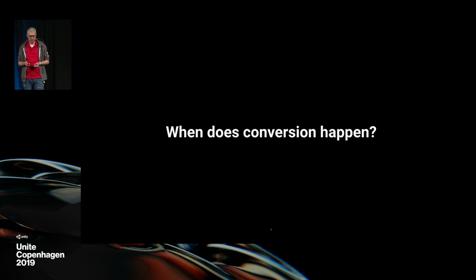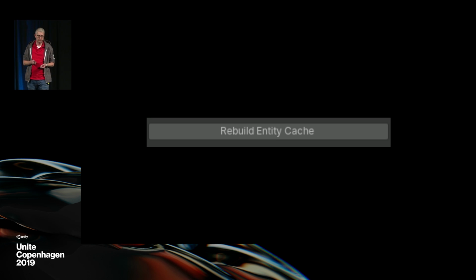So let's talk about when this conversion happened. It used to be, when we made Megacity, that we basically had these subscene MonoBehaviours, and converting them happened manually. You would have to go in and press the Rebuild Entity Cache button, and that would then generate the efficient entity representation of that subscene. That got somewhat problematic because you make a change in some prefab. Which scenes do we need to rebuild?